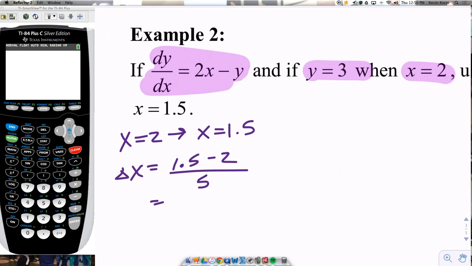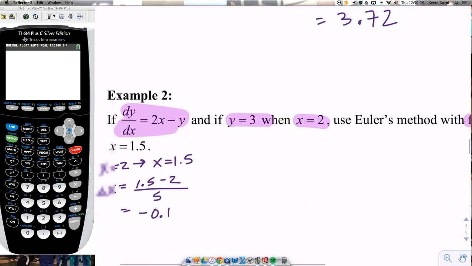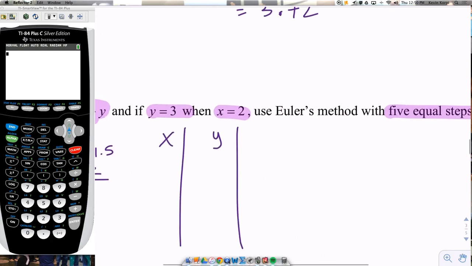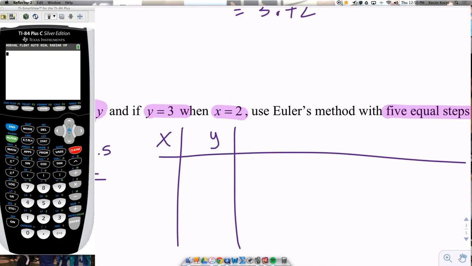For Euler's method, maybe you're more comfortable working with decimals. Now, for a problem like this, with 5 steps, the numbers do get tedious. If you would like to use your calculator to help you with your calculations, feel free if you have it. The columns are x, y. That one's pretty easy, x and y. What comes next in our table?